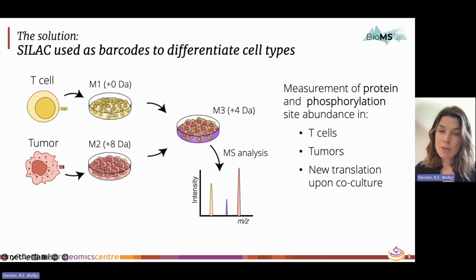And in this way, we're using SILAC labels not for relative quantitation, but solely to identify which piece of information we're looking at in our proteomics data. And so with this approach, we can answer the following questions. Which proteins and phosphorylation events are occurring in T cells, in tumor cells, and in newly translated proteins upon co-culture?